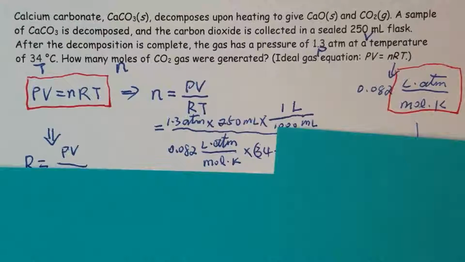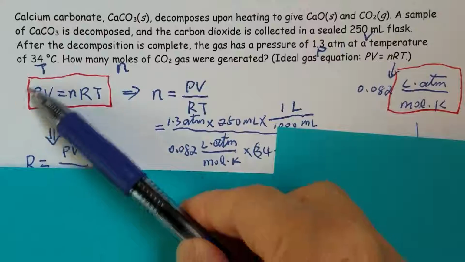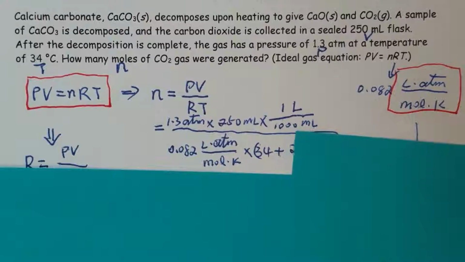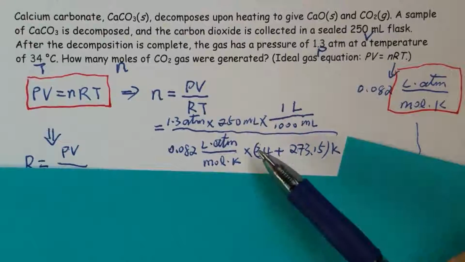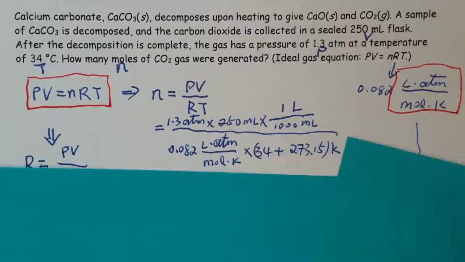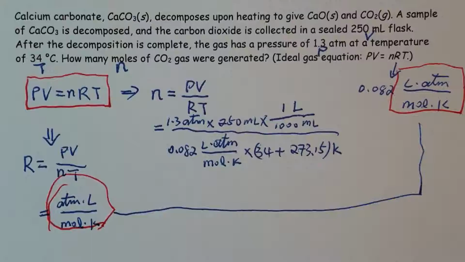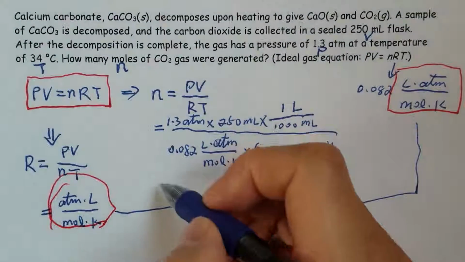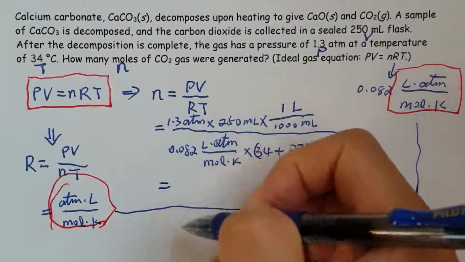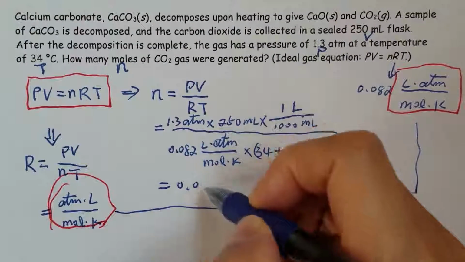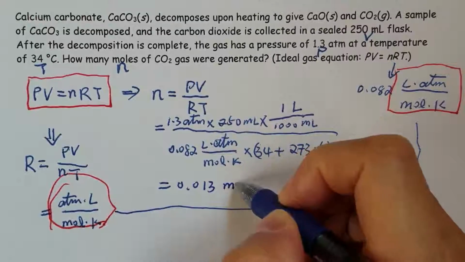If you just stop right here, you are wrong. All right? Because the T in gas law equations has to be in the Kelvin scale. So therefore, convert the Celsius to Kelvin. And the answer should be 0.013 mole.